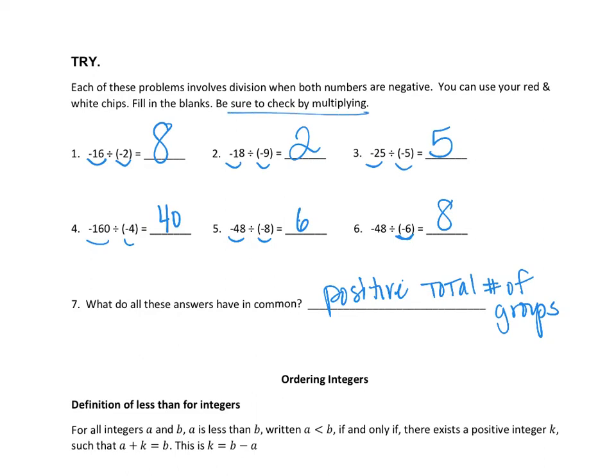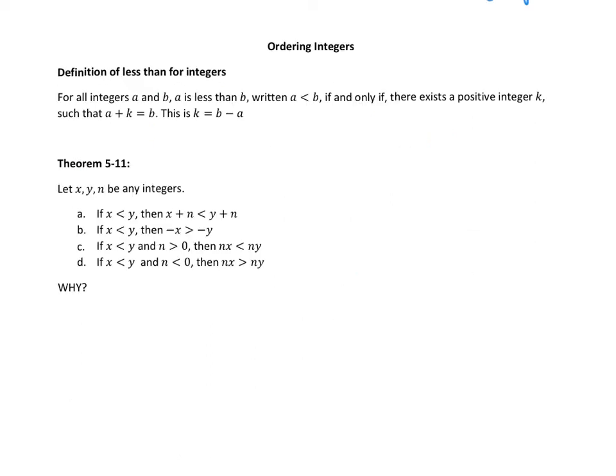And all of these you can double check by doing your multiplication. So the last thing we're going to look at is ordering our integers, and we're going to look at the definition of less than for integers. If a and b are integers, we write a less than b, but that's only if there's some number k that when you take a plus that k, it gives b.